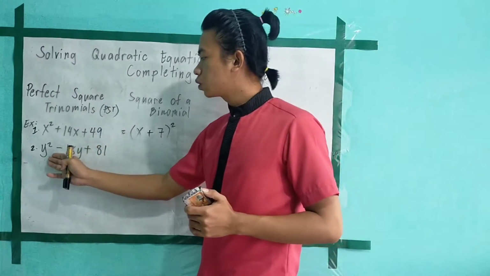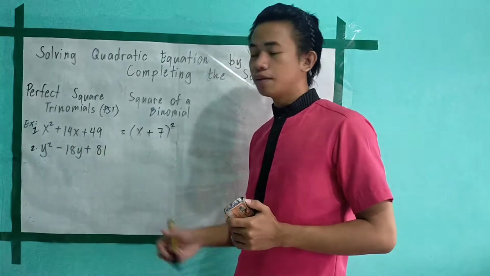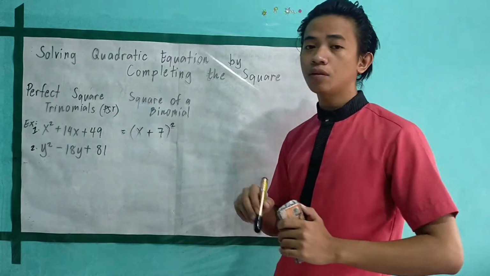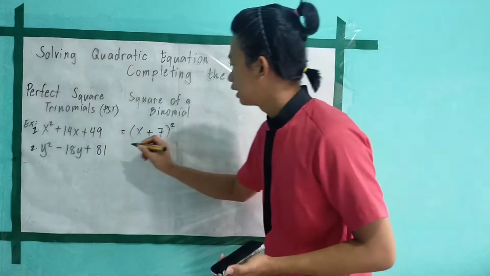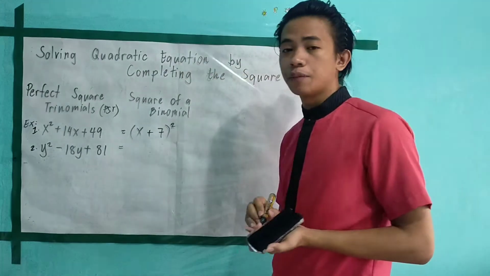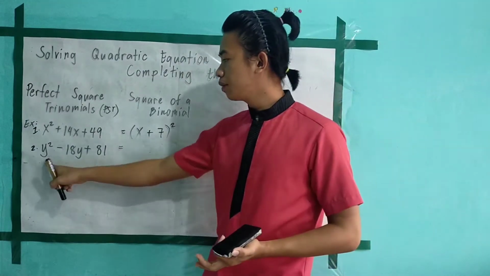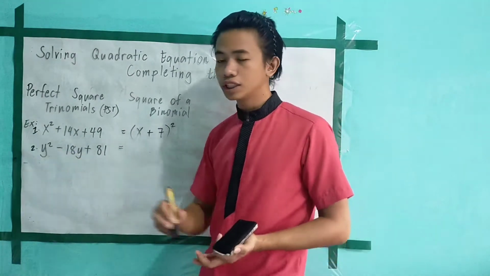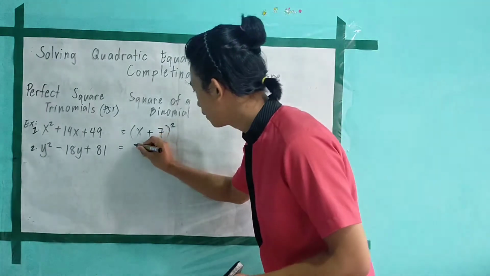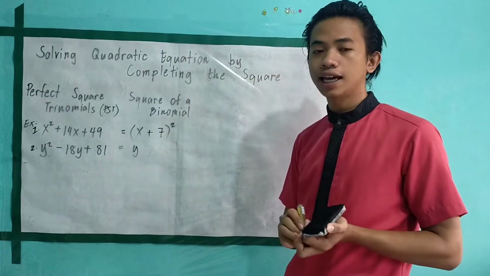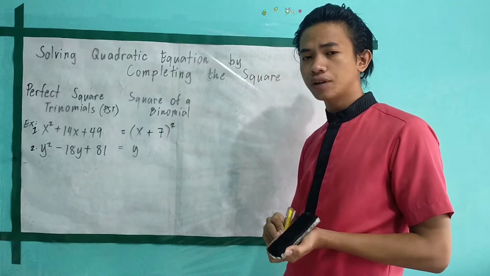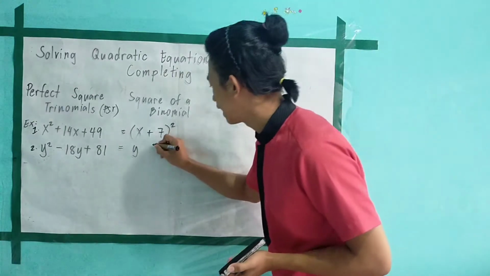In example number 2, we have y squared less 18y plus 81. So when we factor perfect square trinomial, the technique is get the principal square root of the first term and the last term. So what is the square root of y squared? We have y. Next, square root of our last term, 81. Square root of 81, we have 9.